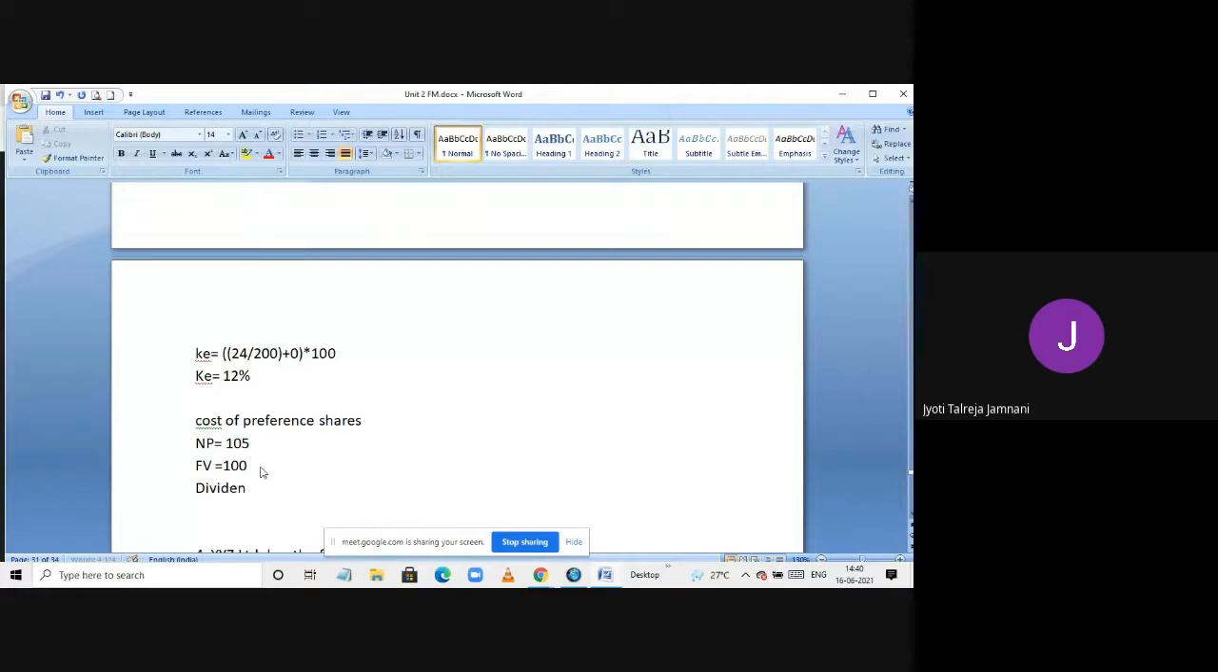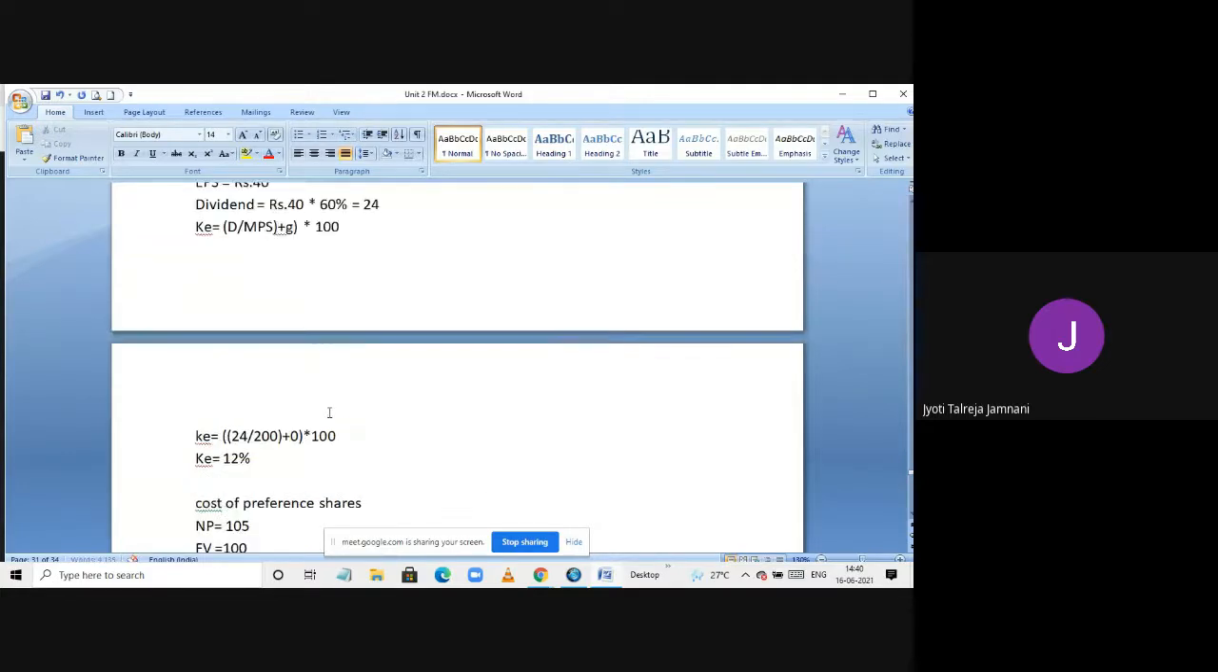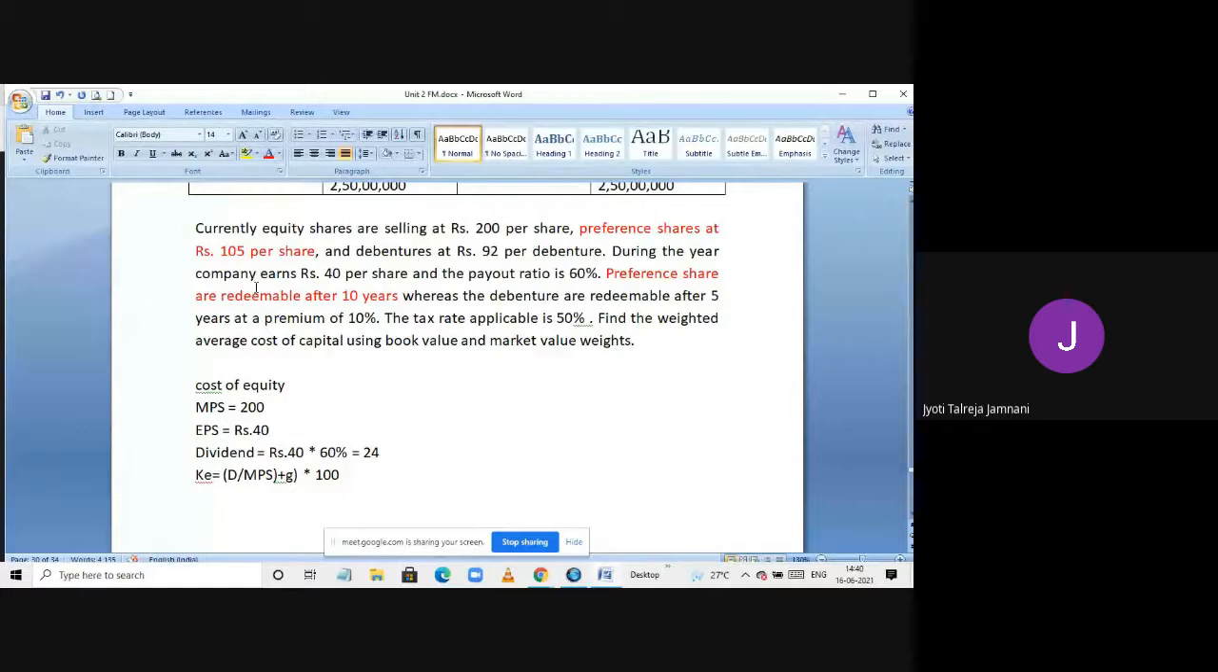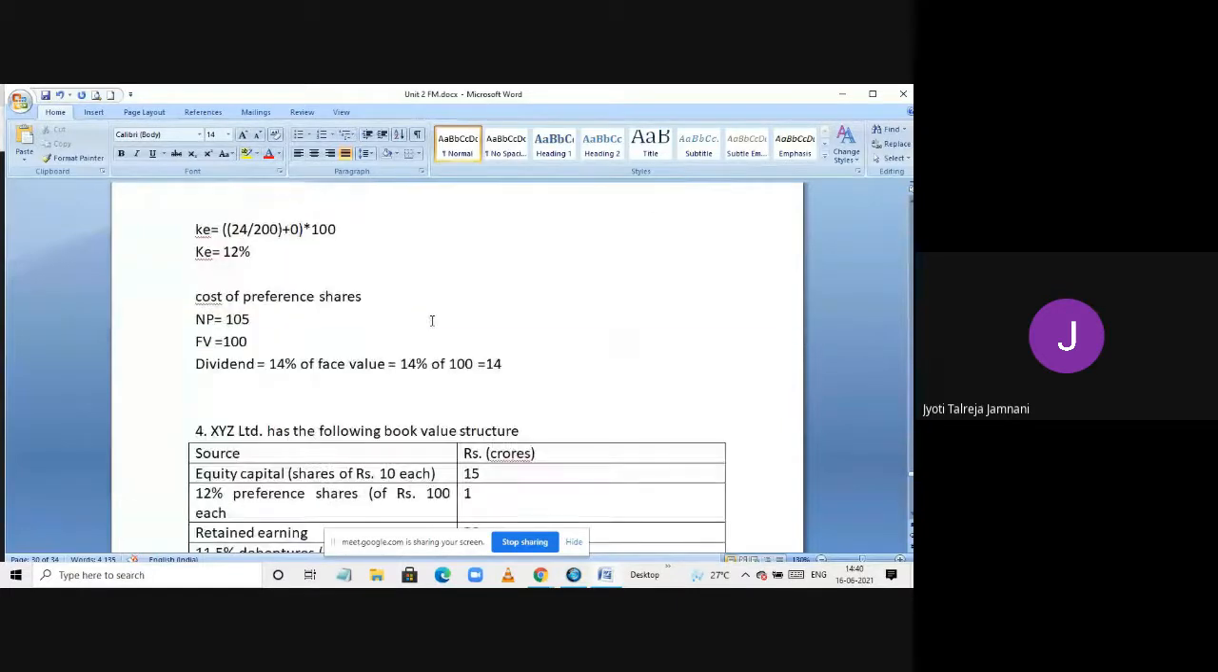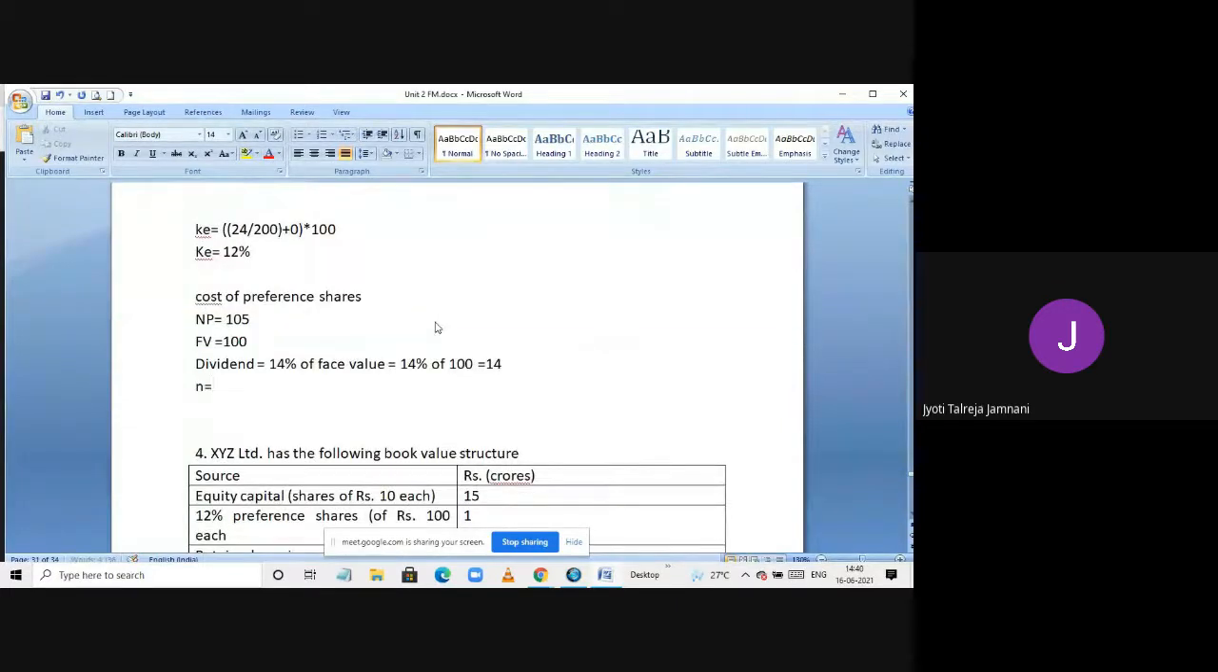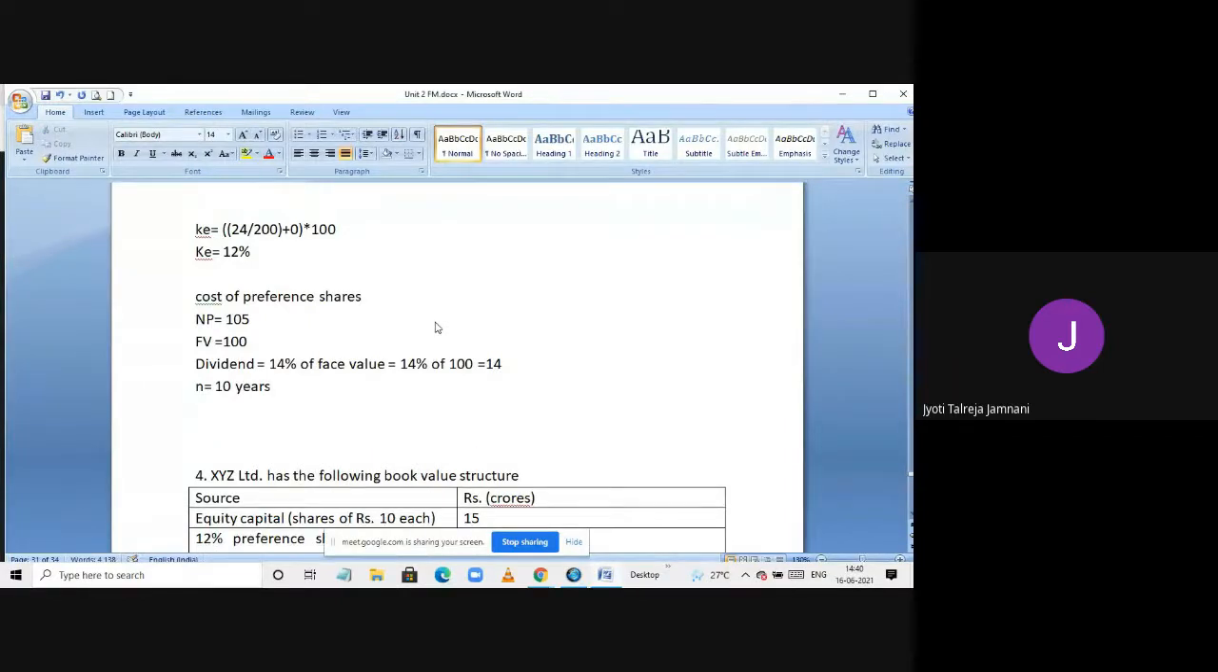Dividend is 14% of 100, that is of face value, which is equal to 14 rupees. Then they have told it is redeemable after 10 years, so N is equal to 10 years. Now we need the redeemable value, RV. Nothing is given means it will be redeemable at face value only.